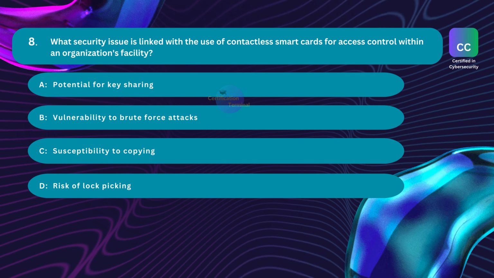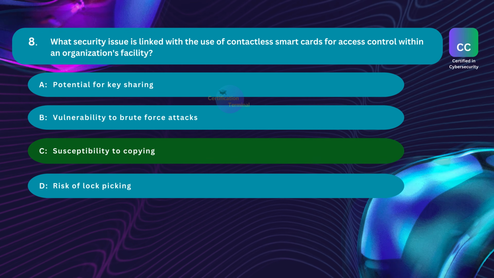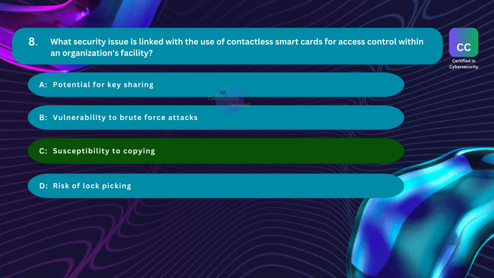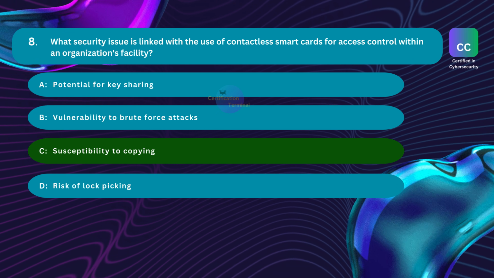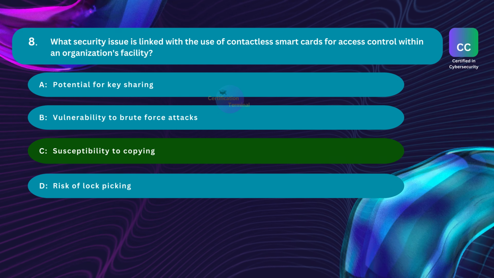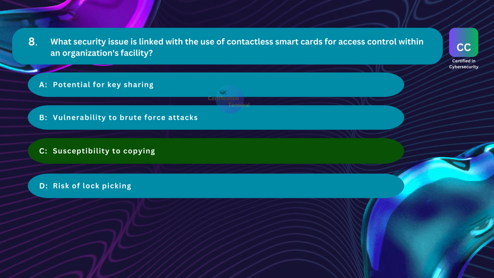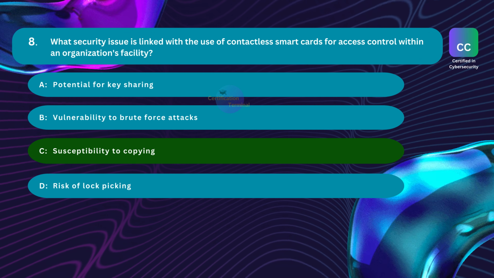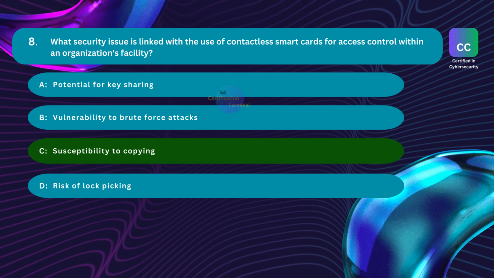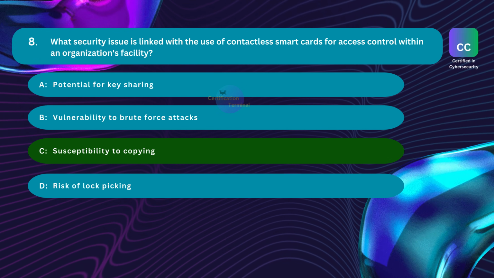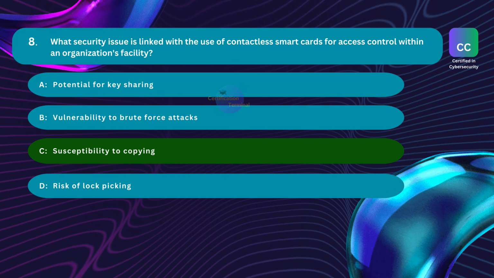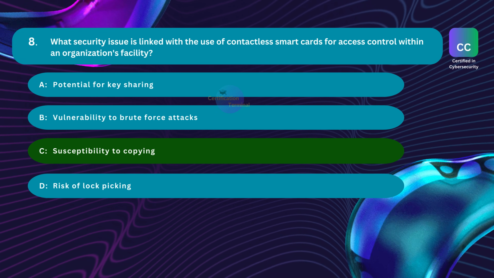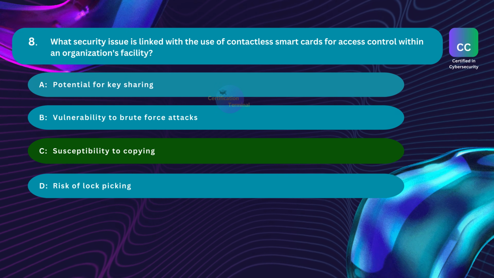The correct answer is Option C, susceptibility to copying. Contactless smart cards use radio frequency identification, RFID, or near-field communication, NFC, technology to transmit data wirelessly. While convenient, this technology is susceptible to copying or cloning. Attackers could potentially intercept and replicate the card's information, creating unauthorized duplicates without physical contact, compromising access control systems.